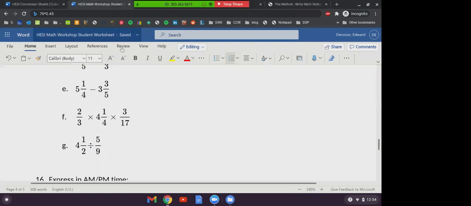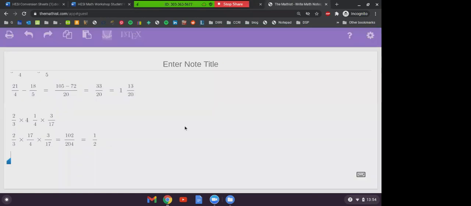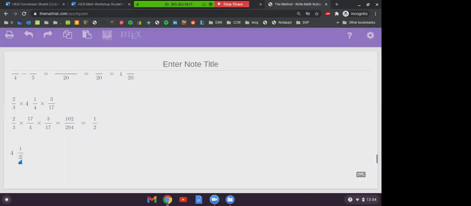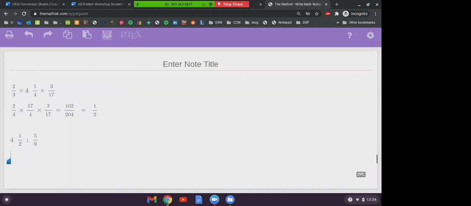Okay. And then this last one is 4 1/2 divided by 5 9ths. So it's 4 1/2, and then divided by 5 over 9, right? So again, you're going to make it improper. So 4 times 2 is 8, plus 1, 9 over 2, divided by 5 over 9. Now with division, we keep the first one the same. We change the sign to multiply, and we flip the second one over. Okay, we use the reciprocal, right? That's how you do division with fractions. You keep, you change, you flip.